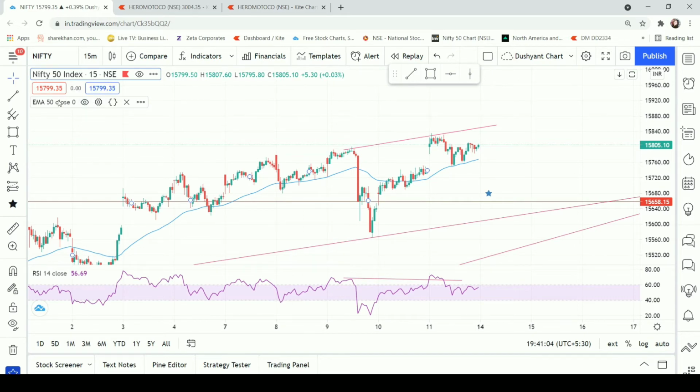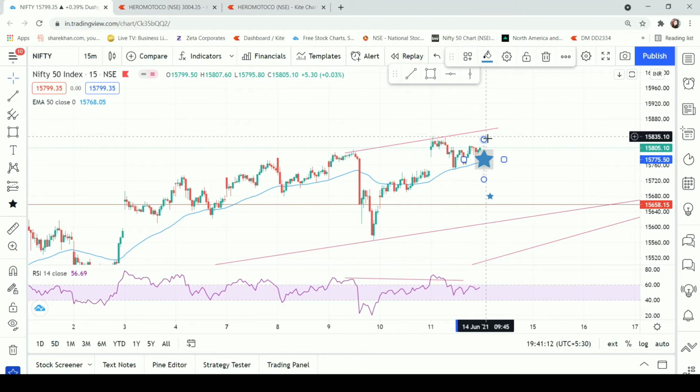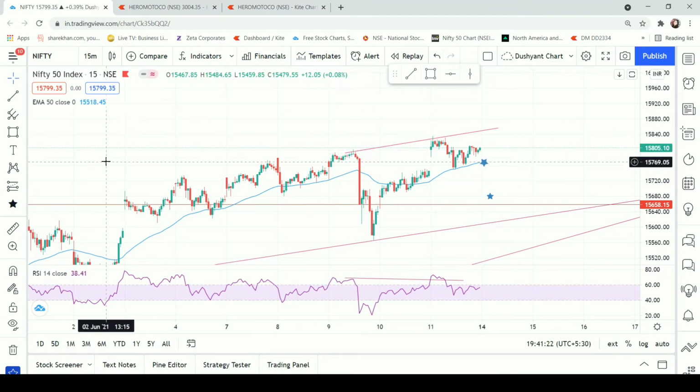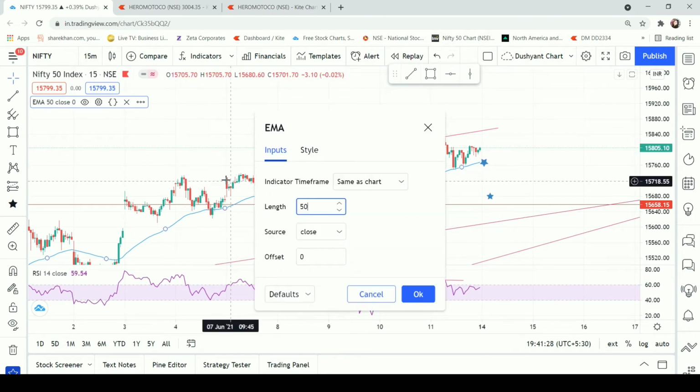So this is the 50 EMA, right? Okay, and 200, plot 200.